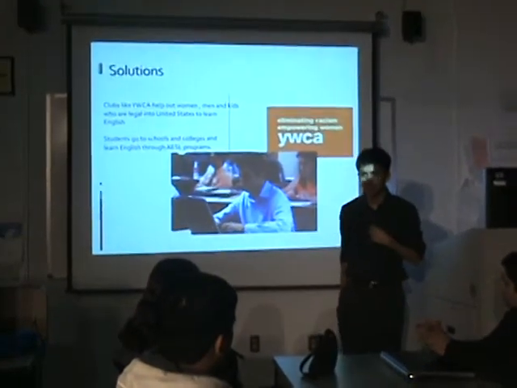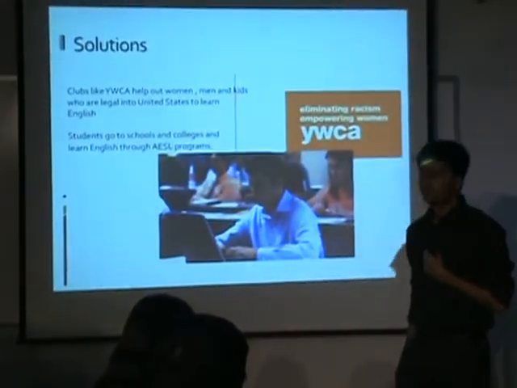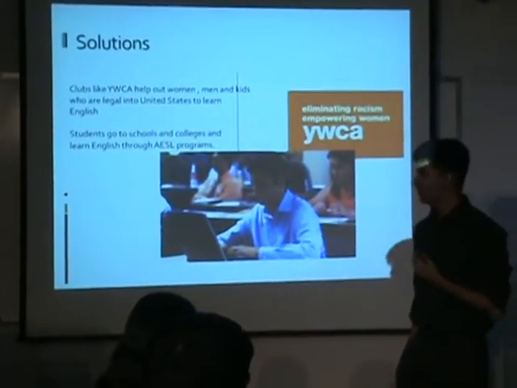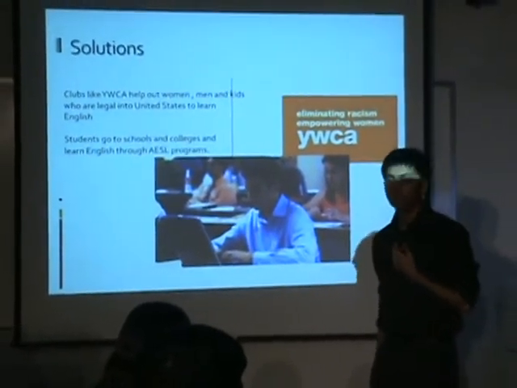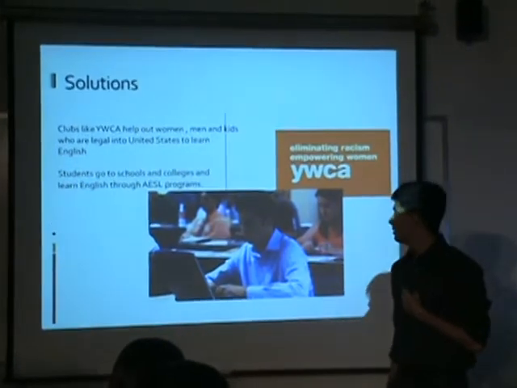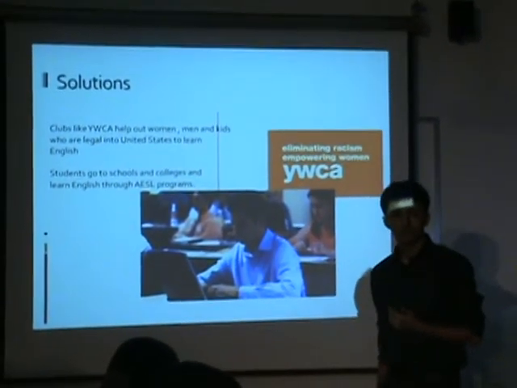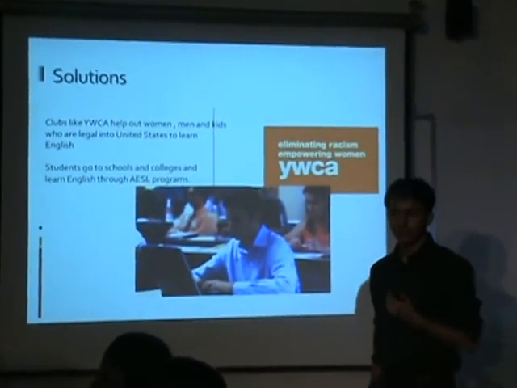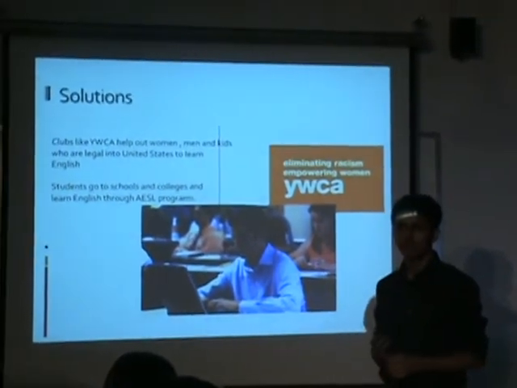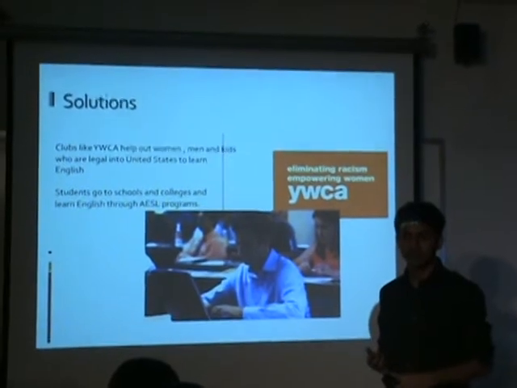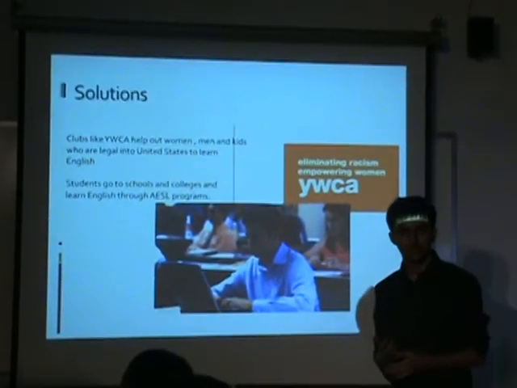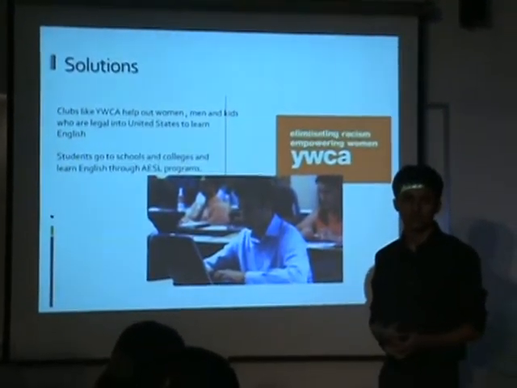Okay, so basically, YWCA. What is YWCA? YWCA is an institution which helps women, men, kids, and people who are legal in the United States to learn English. They have different kinds of classes, like citizenship classes and English speaking classes. They teach you English, how to write and read. They also have different activities that you would enjoy.